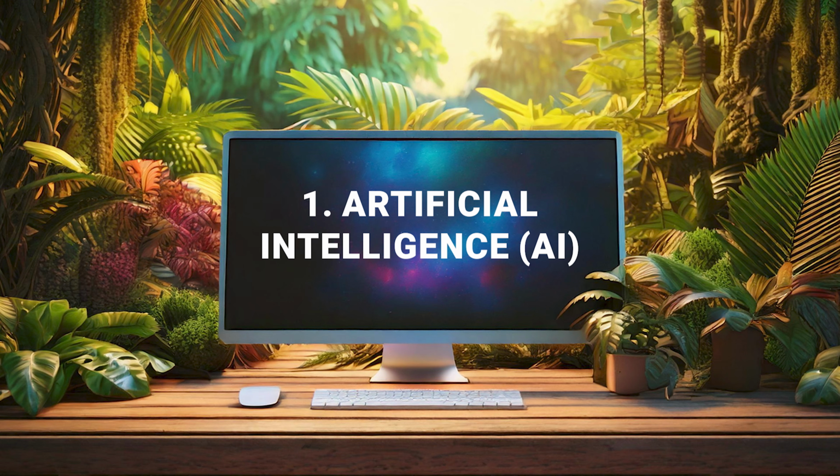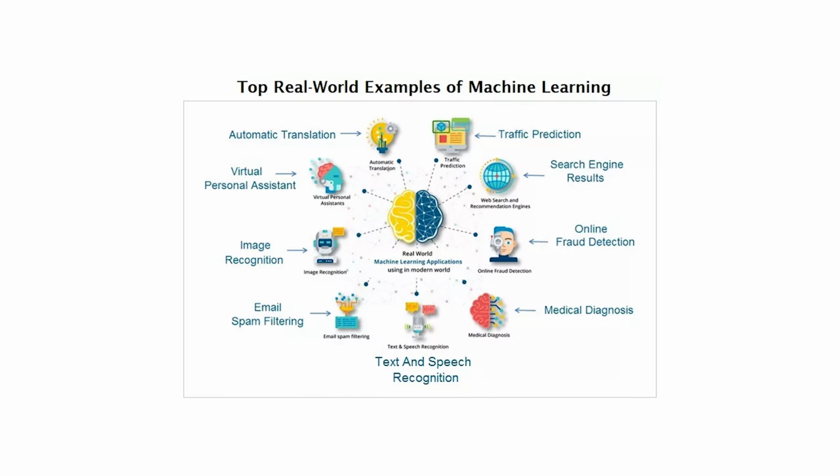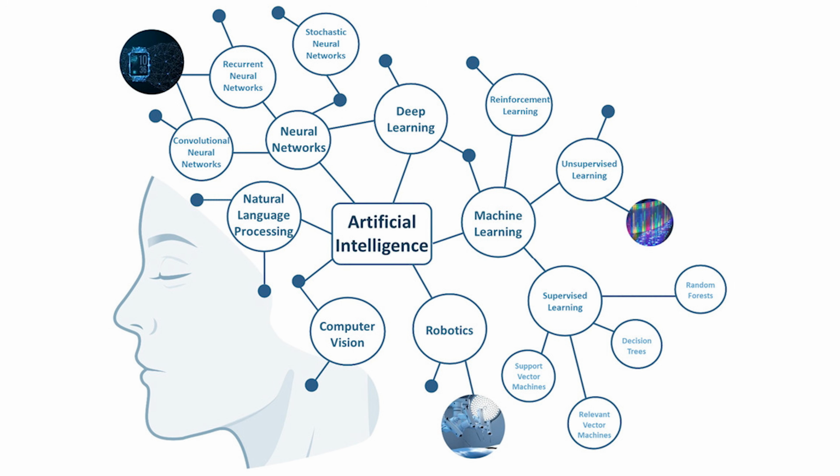Artificial intelligence refers to the capability of machines to perform tasks that typically require human intelligence. This can include understanding language, recognizing images, solving problems, or making decisions. AI aims to mimic human cognitive functions through various techniques, including machine learning. But not all AI is machine learning.